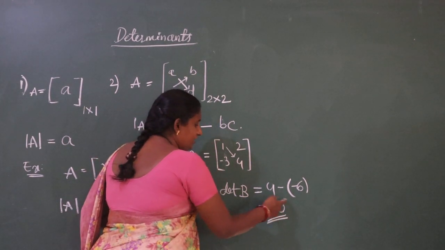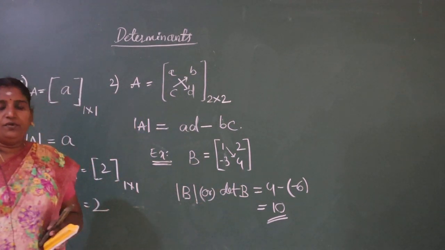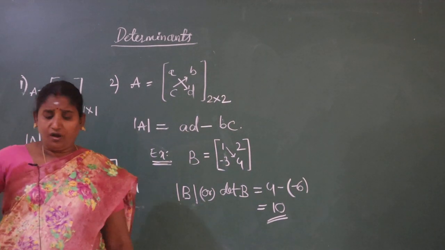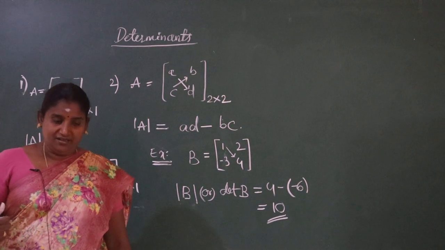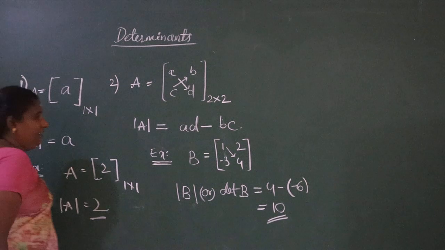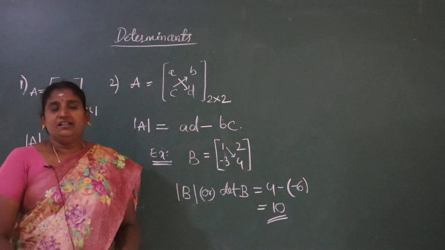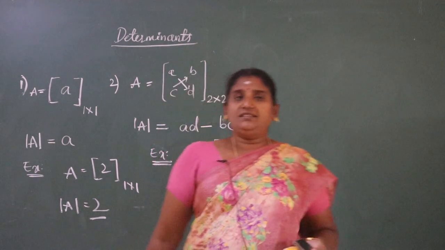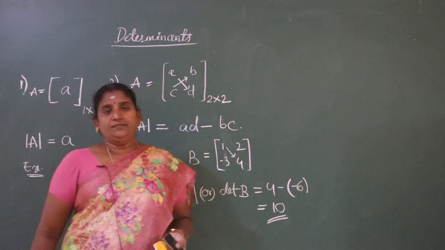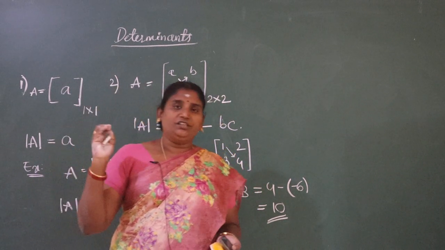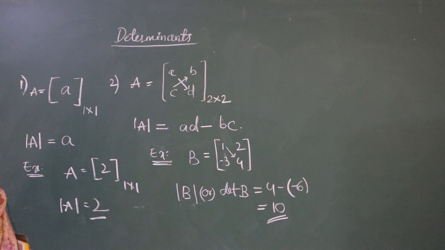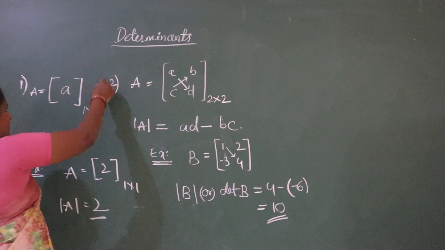Observe that this is also a number. According to these two examples, what we need to understand is that the determinant value we find is finally a number. Here the determinant value is a number, and here also the determinant value is a number. That's why I said a determinant is a number associated to a square matrix. So for a 2 by 2 matrix and a 1 by 1 matrix, we calculated easily.